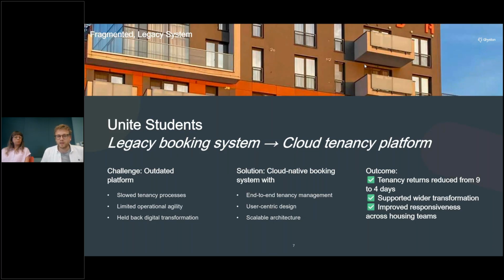They came to us with a fragmented legacy system, their booking system, and they had challenges. It was slow, it was outdated, and it couldn't keep pace with the growth that they were facing. And also their end users, students, have a high rate of tech adoption and were expecting a slick digital service. So we were partnered with them, or they partnered with Ghyston, and we built an application called Prism, which is a new cloud tenancy booking platform.